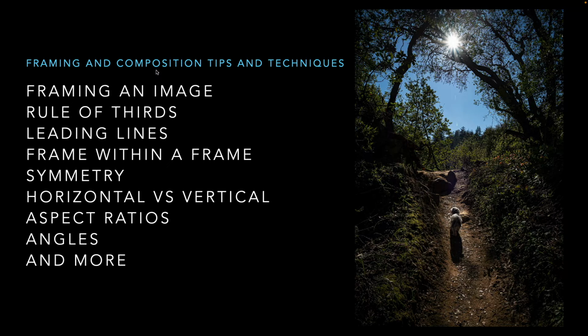With photography, we're doing that by pointing a camera somewhere. In painting, we're talking about having a canvas that we arrange things on. So lots of ways to think about composition and framing, but basically it's what's in the frame and where is it, and how big is it, and things like that. So framing an image, that's obviously an important part of it.